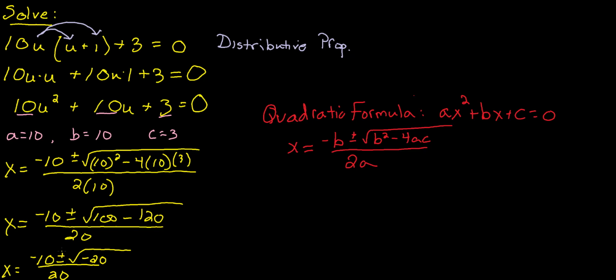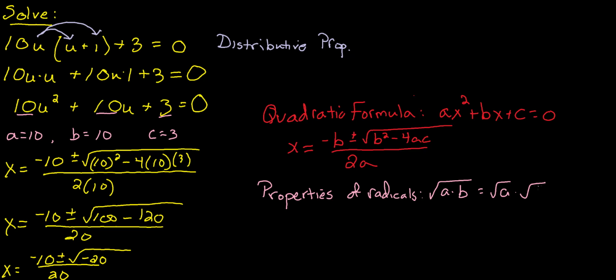And again, we can still head to technology, but I really would like to talk a little bit more about this so that we try to do as much pencil and paper and thinking about the problem as possible. Now, let's just talk here about properties of roots and radicals. So properties of radicals, we have this property that says the square root of a times b is just the square root of a times the square root of b.